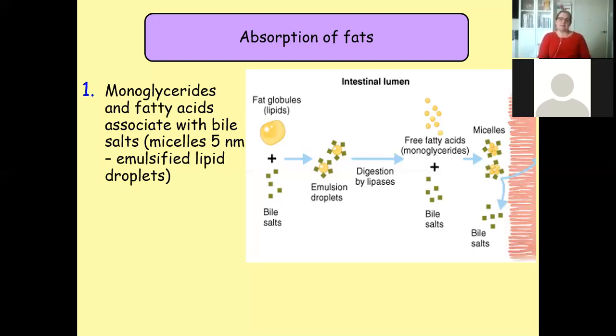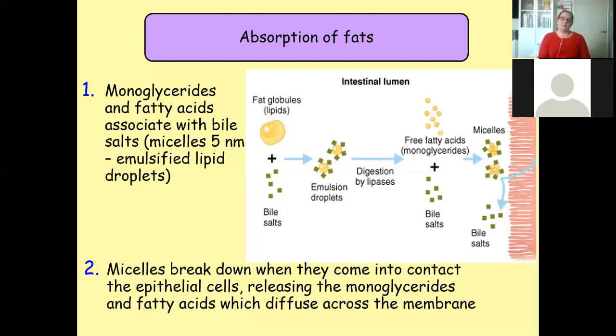Monoglycerides and fatty acids associate with bile salts. Micelles are 5 nanometers, and they are emulsified lipid droplets. Micelles are then broken down when they come into contact with the epithelial cells. This releases the monoglycerides and fatty acids, which can then diffuse across the membrane.